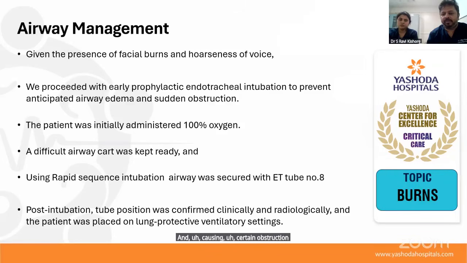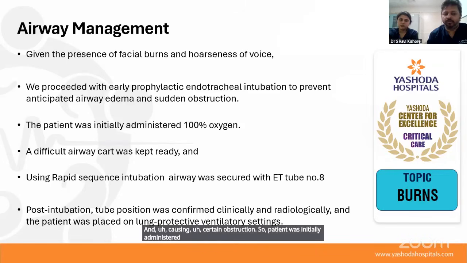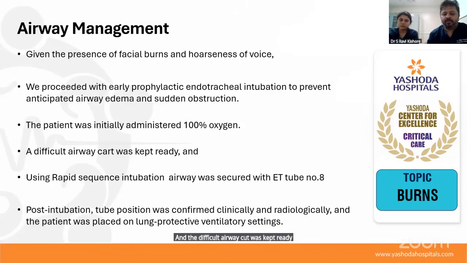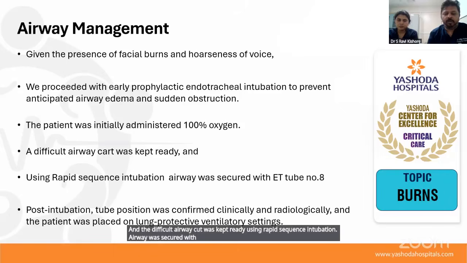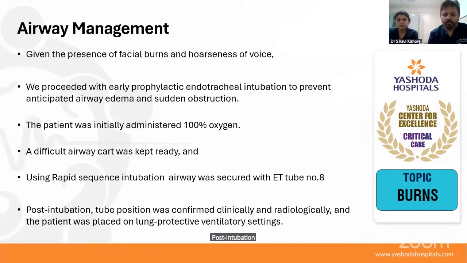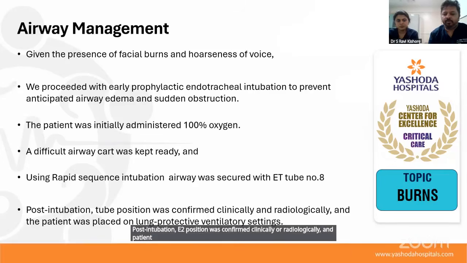So the patient was initially administered 100% oxygen, and a difficult airway cart was kept ready. Using rapid sequence intubation, the airway was secured with an ET tube number 8. Post intubation, tube position was confirmed clinically and radiologically, and the patient was placed on lung protective ventilator settings.